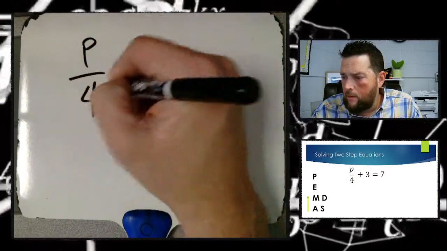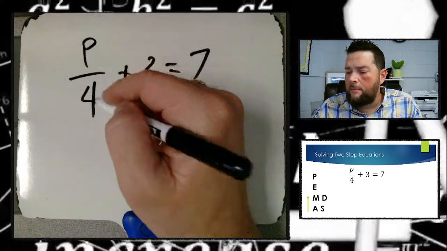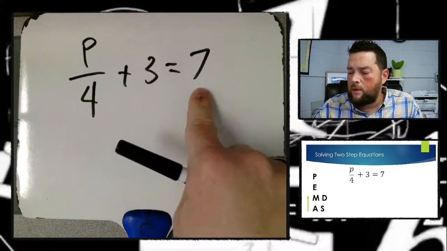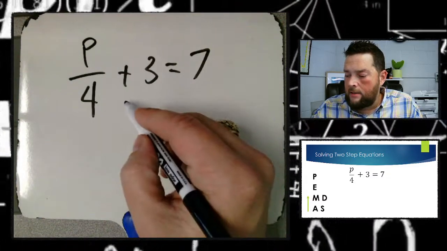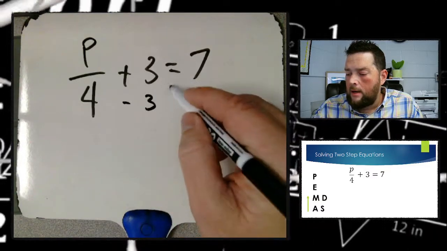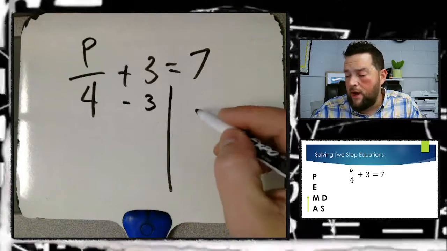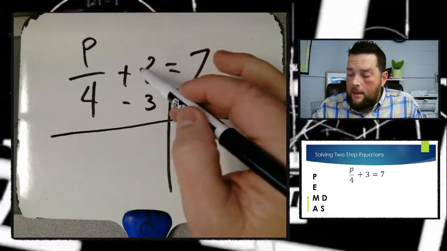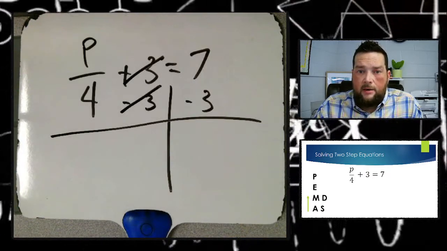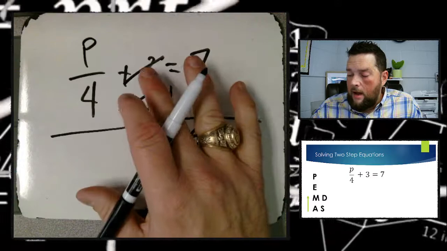All right, here we go. We've got p divided by 4 plus 3 equals 7. First thing we need to take care of, all right, is to undo any addition or subtraction. So if I'm adding 3, I want to undo that by subtracting 3, and I want to do that to both sides. All right? The plus 3 and the minus 3 cancel out. 7 minus 3 on this side is 4. All right? These two cancel out.